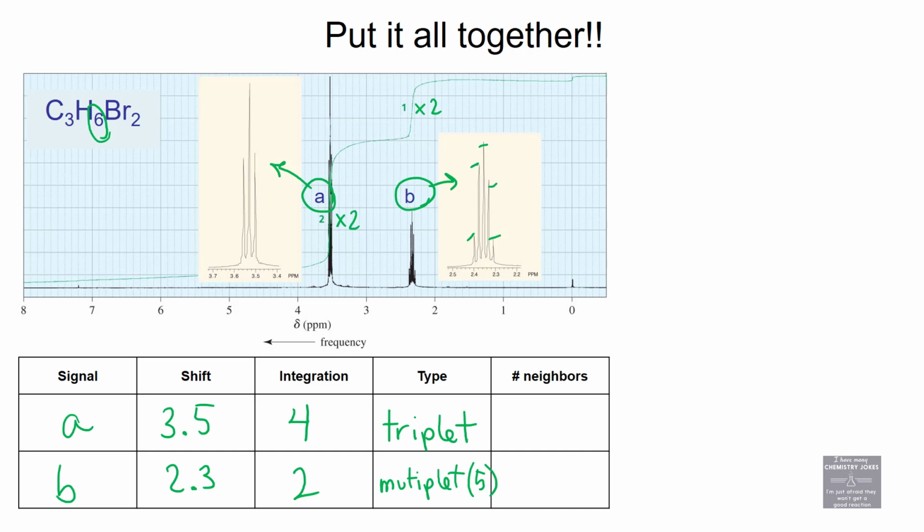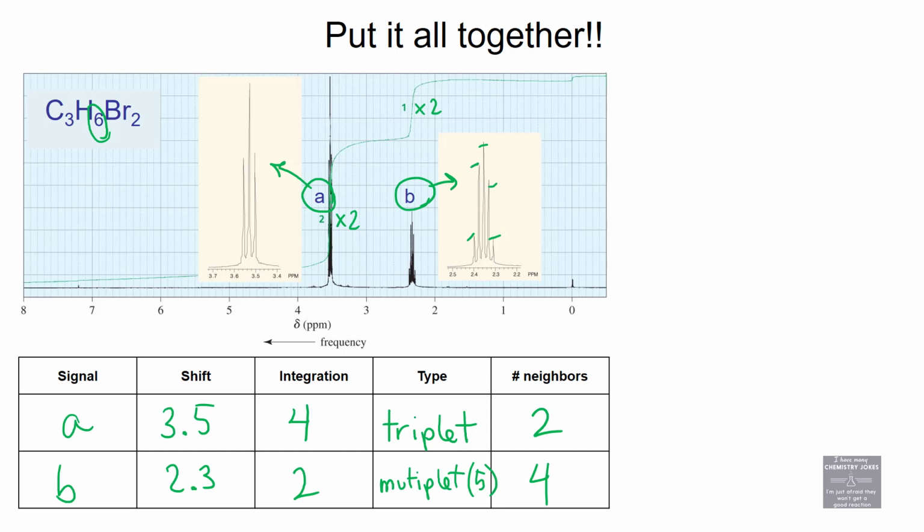Then comes the number of neighbors. A triplet always means that I have 2 neighboring hydrogens. A multiplet of 5 means I have 4 neighboring hydrogens. You take the number of peaks minus 1 to come up with the number of neighbors. Okay, so that's sort of putting the pile of the edge pieces together. You're taking this analogy too far, I know. Putting the pile of edge pieces together, then I start to assemble the edge pieces.